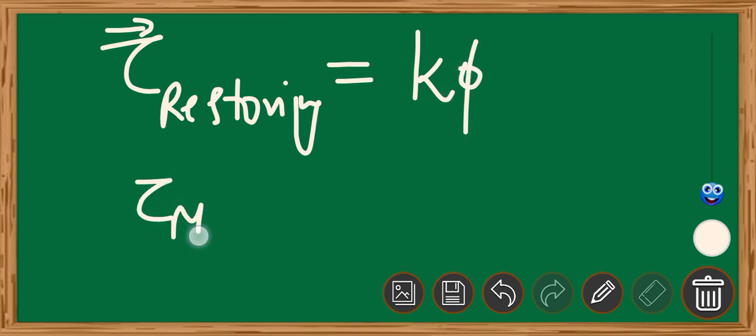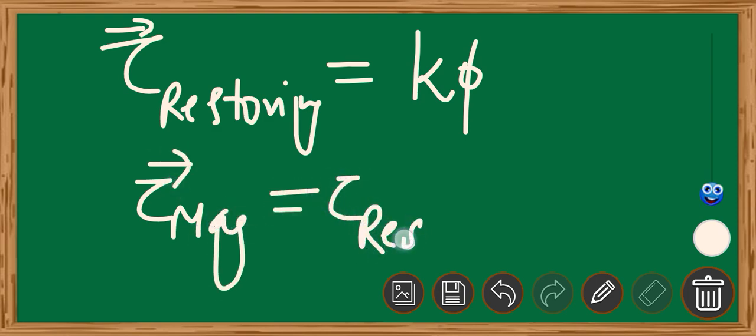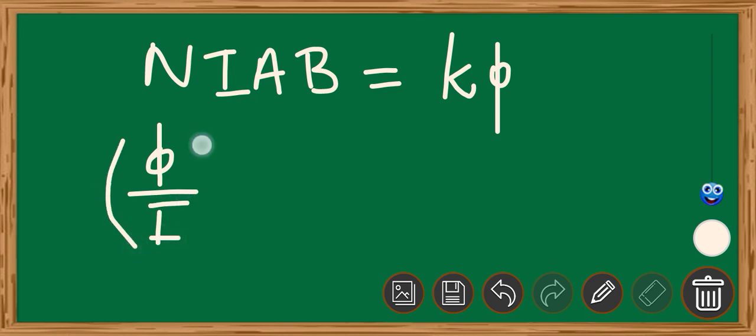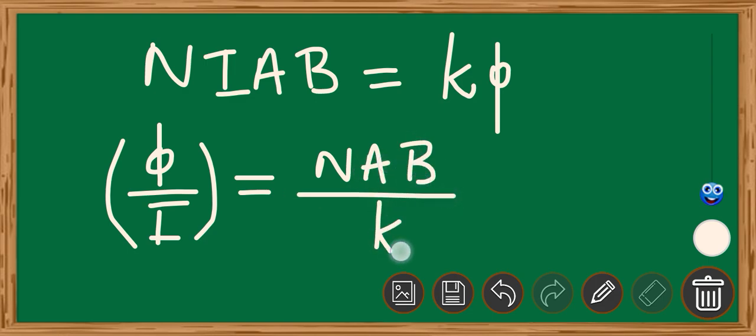So magnetic torque equals restoring torque. That is, n I A B is equal to k phi. Then we find phi by I, because this is the current sensitivity of the galvanometer, and that is equal to n A B by k. This is the equation to find the current sensitivity.